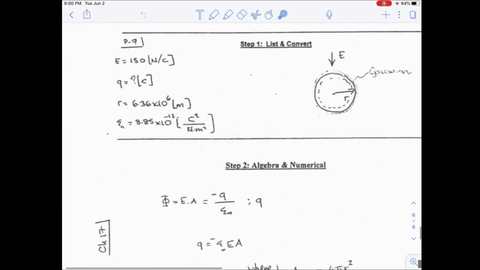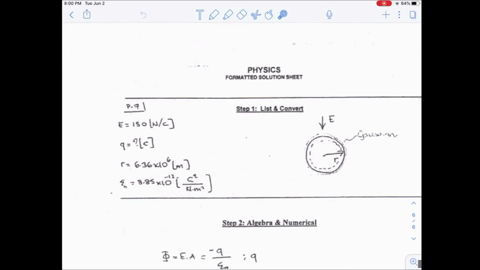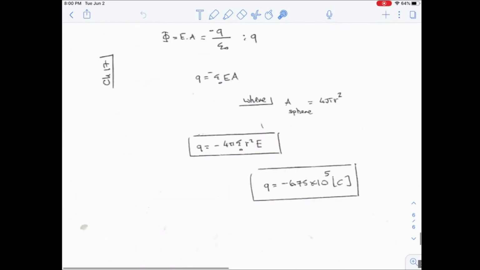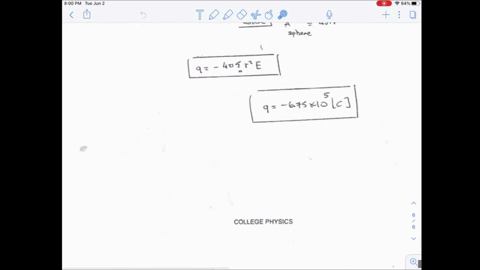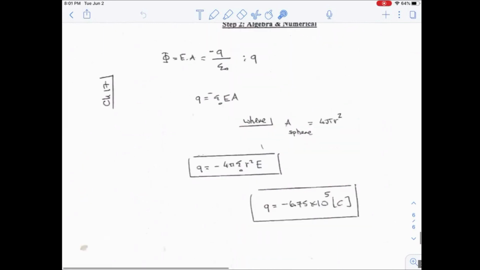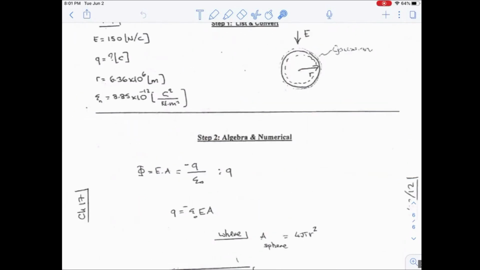Okay, this is a different class. All right, so here's the strength of the electric field. All right, so it's going to be negative 6.75 times 10 to the 5th. 675,000 coulombs. This is what we end up getting. That's it. Okay, that's this thing is charging up.